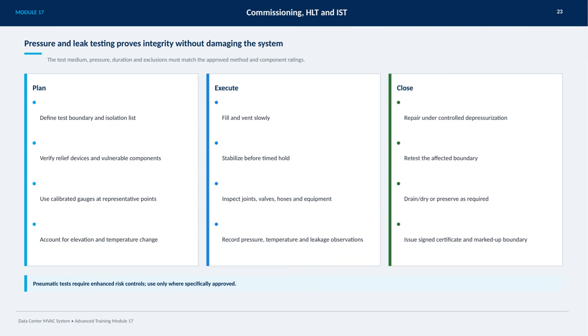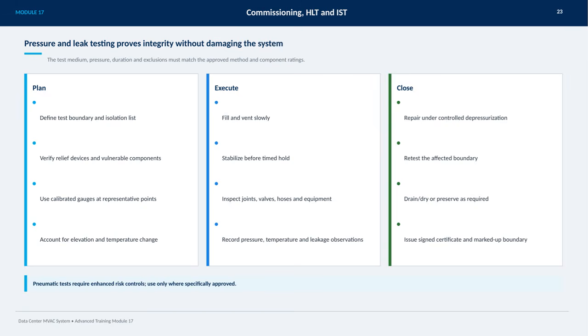When planning the test, you need to clearly define the test boundary and isolate the correct components. Make sure relief devices and vulnerable elements are verified and use calibrated gauges placed at representative points. Also, don't forget to factor in any elevation or temperature changes that could affect the test results. During execution, fill and vent the system slowly, allowing it to stabilize before starting the timed hold. Carefully inspect all joints, valves, hoses, and equipment for leaks. Record all observations for pressure, temperature, and any leakage.